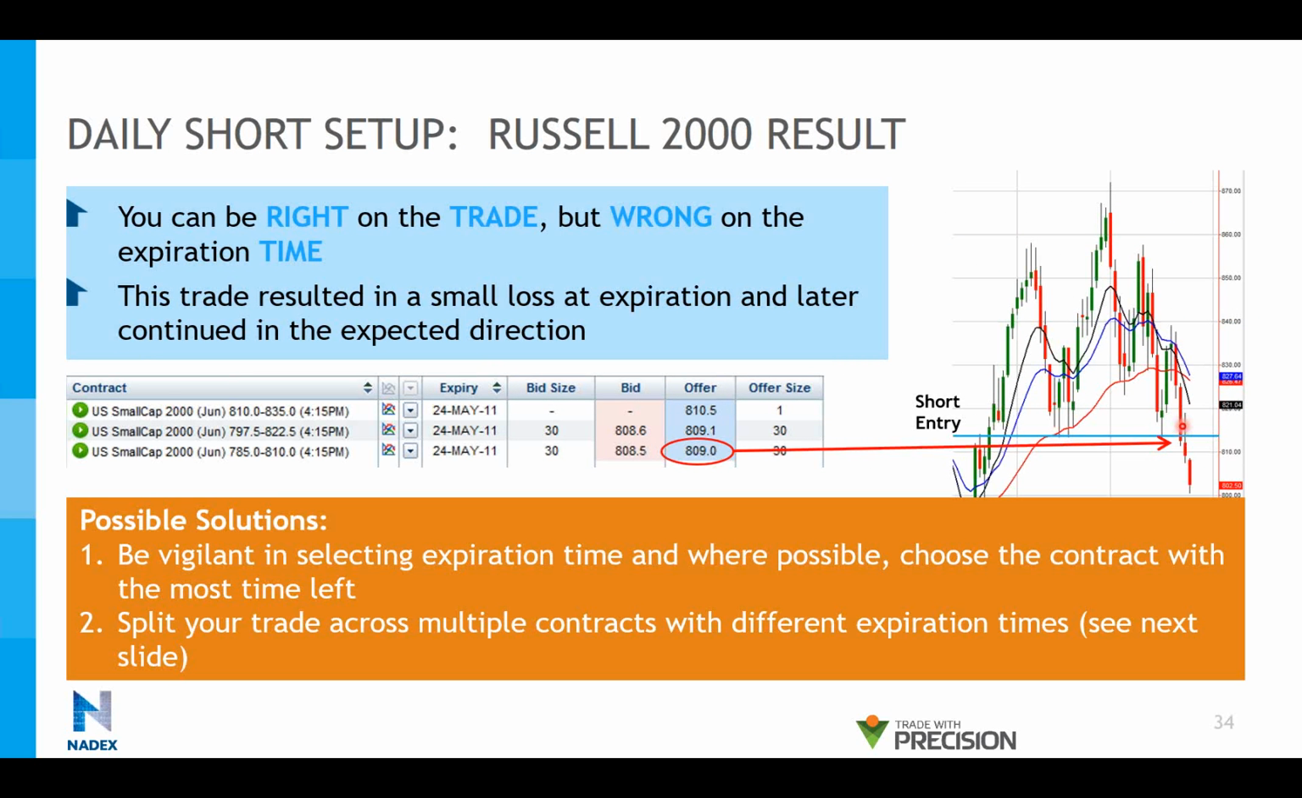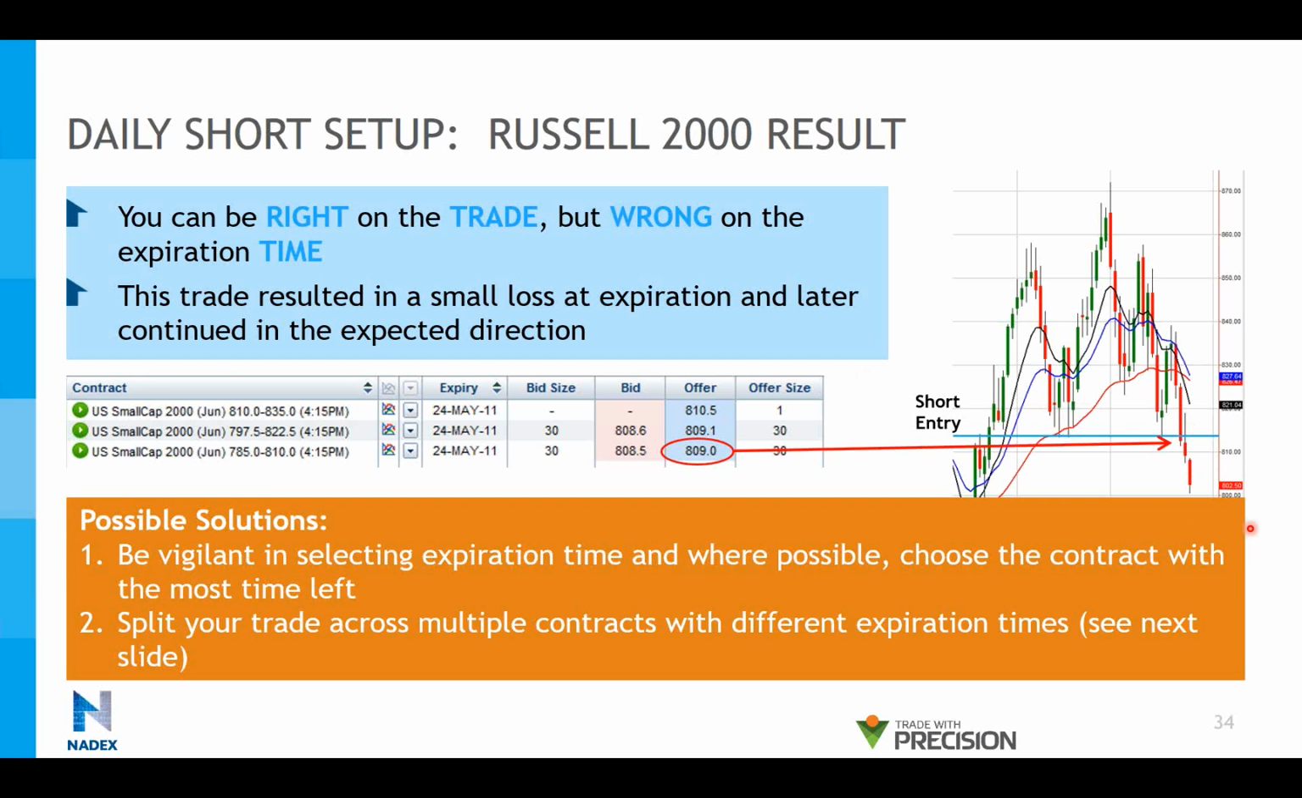And guess what? We were right on the setup, but timing just wasn't on our side. Price actually started to push higher before finally falling apart. And that contract expired when price was sitting just there. So we were right in the general direction, but we were wrong with our timing. So the trade resulted in a small loss at expiry and later continued in the expected direction.